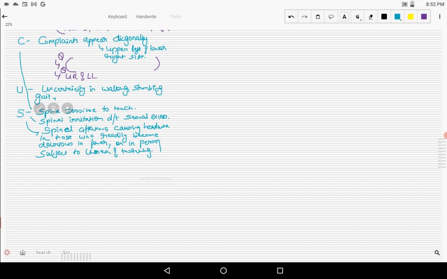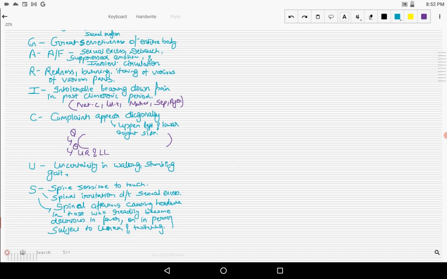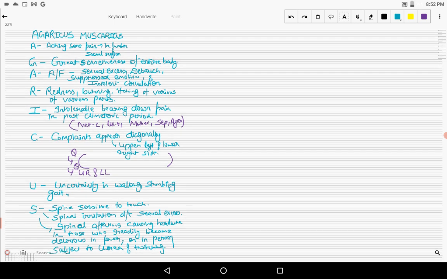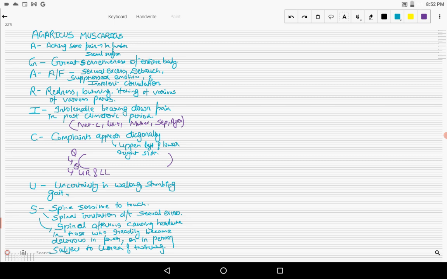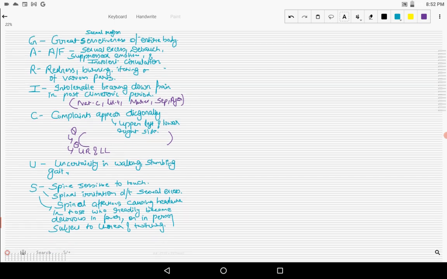So let's revise Agaricus. It's not yet completed. So Agaricus, A stands for aching sore pain in lumbosacral region. G is for great sensitiveness of entire body. A is for ailments from sexual access, debauch, suppressed emotion, indolent circulation. Next is R. R stands for redness, burning, itching of various parts. Then comes I, intolerable bearing down pain in post-climatic period. Next C stands for complaints appear diagonally, that is upper left and lower right side.